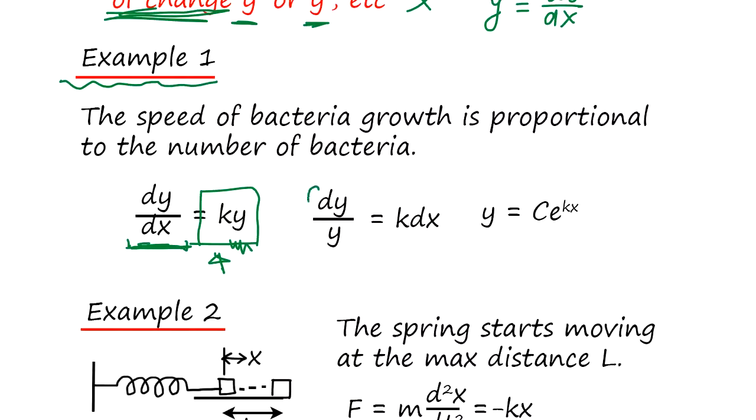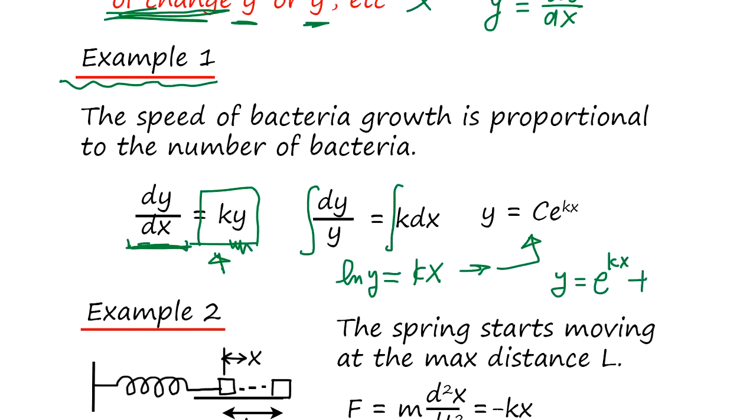So if you make dy over y and k dx, you get log y equals kx plus c. So this way, actually y equals e to the kx plus c, and this is the same as c here.